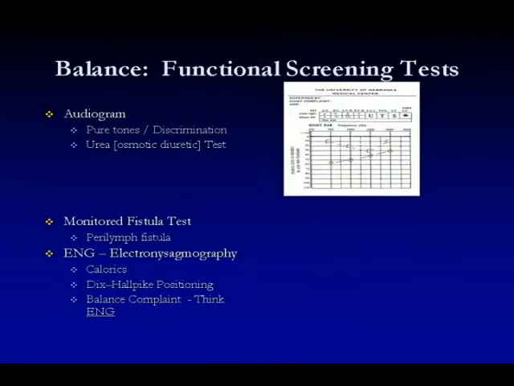The Dix-Hallpike positioning is what is done to stimulate benign paroxysmal vertigo. That's where you lay the head over the table by 30 degrees and turn one ear towards the ground and then repeat it on the other side.